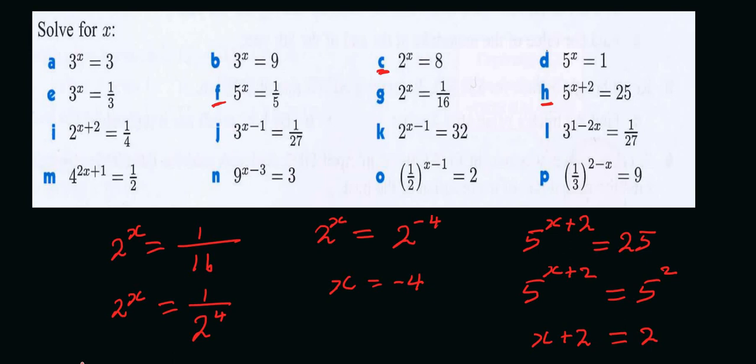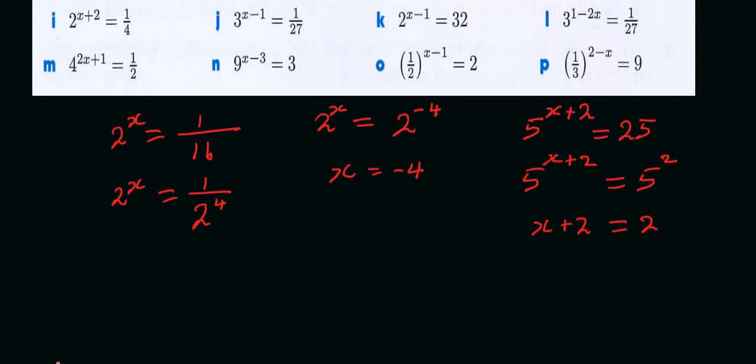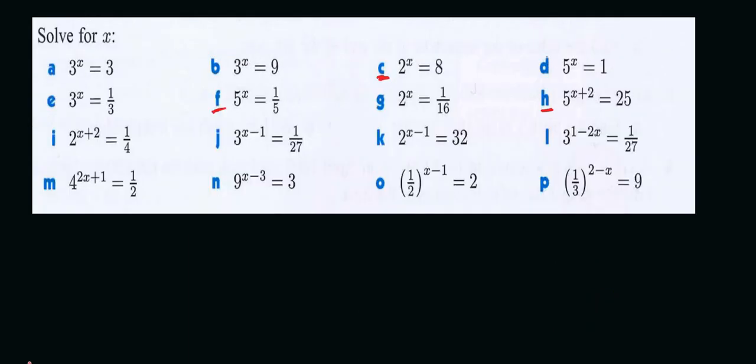So at this point, we can subtract 2 from both sides. So subtract 2 from both sides, minus 2. So plus 2 minus 2 we cancel out, and now x is equal to 2 minus 2, that's going to give us 0. x is equal to 0. So that is the final answer to that question. Okay, we just completed question H.